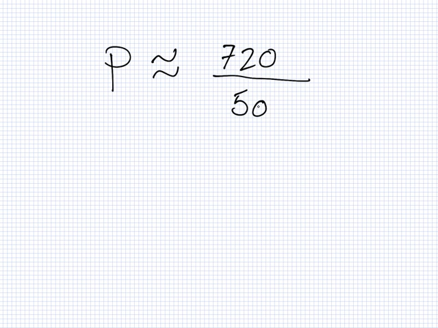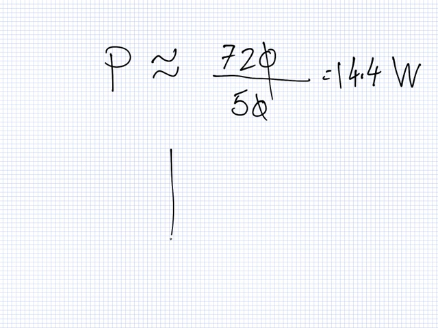Roughly, the power is the work, which we worked out earlier at 720 joules, that's how much work the light can do, divided by the time, which it's doing it for, about 50 seconds. And that is 14.4 watts. Now what does that answer mean?